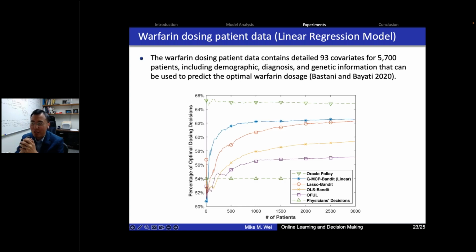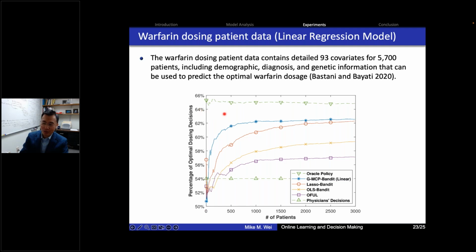And now let me try to give you the direct result. In this picture, the vertical bar is the percentage of optimal dosing decisions. The higher, the better. The horizontal axis is the number of patients. And as we can see, if we are following the physician's decision, the physician always follows the book's decision. The book, or the industry, always recommends the medium level of dosage. So that means if the physician makes the decisions, the accuracy rate is about 54% always.